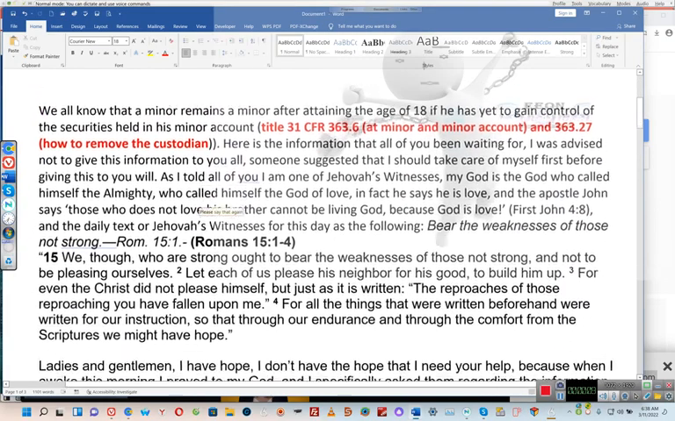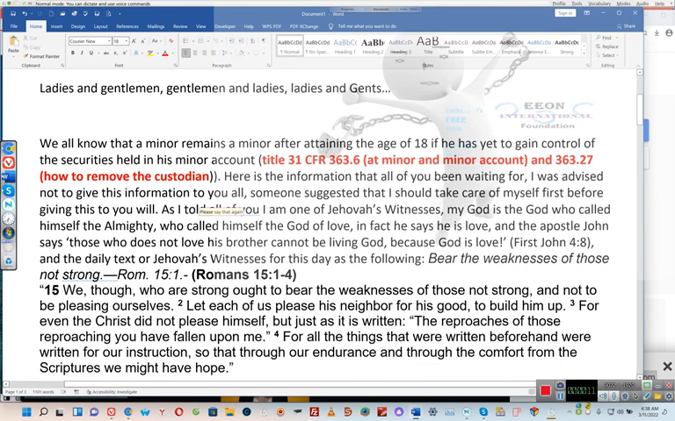Ladies and gentlemen, gentlemen and ladies, ladies and gents. We all know that a minor remains a minor after attaining the age of 18 if he has yet to gain control of the securities held in his minor account. Title 31 CFR 363.6, minor and minor account, and 363.27, how to remove the custodian.